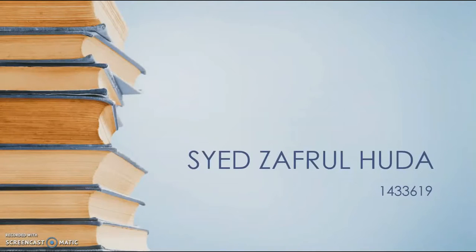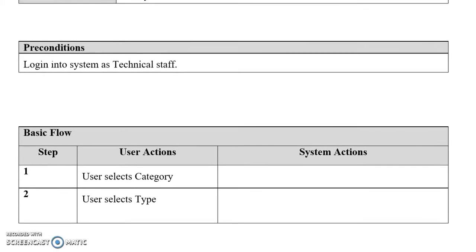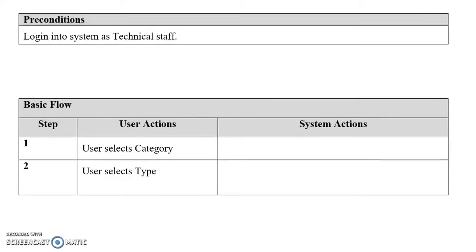I'm Said Zafar Huda. I'm going to describe manage inventory status by technical staff. This is the use case specification for managing inventory status. The objective of this use case is to manage inventory to allow technical staff for maintenance. The precondition of entering the system is to log in as technical staff. This is the basic flow for this use case.